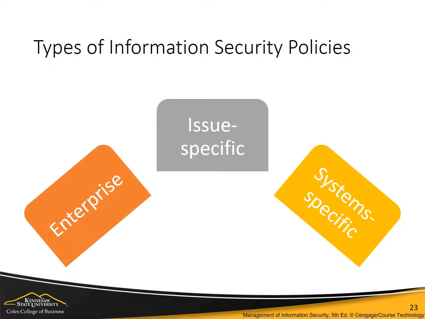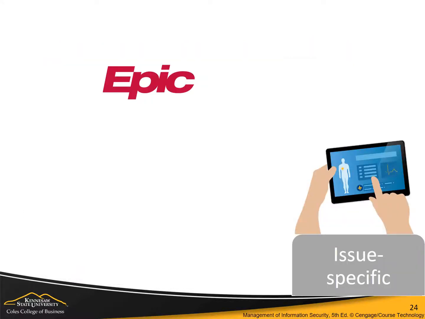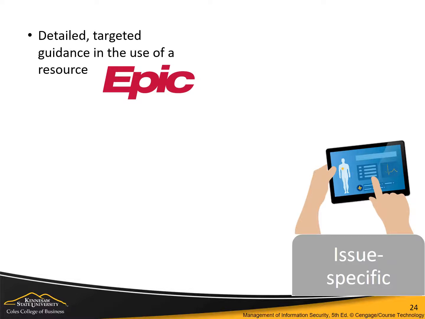Now we move to issue-specific information security policies. An issue-specific security policy is an organizational policy that provides detailed, targeted guidance to instruct all members of the organization in the use of a resource, such as one of its processes or technologies. Using the Epic system to update patient information, for instance, might be an issue-specific policy.